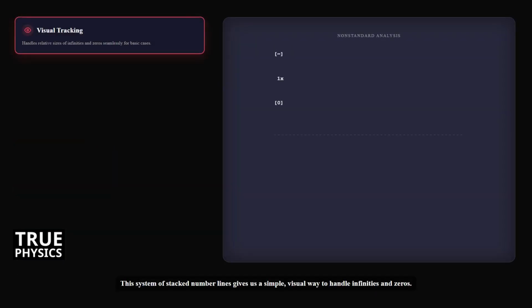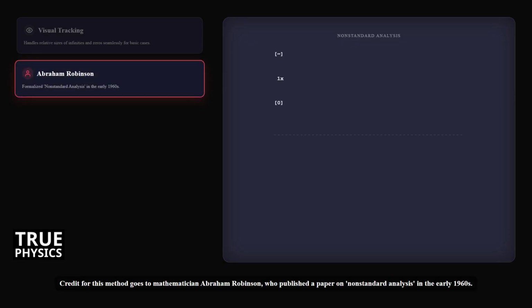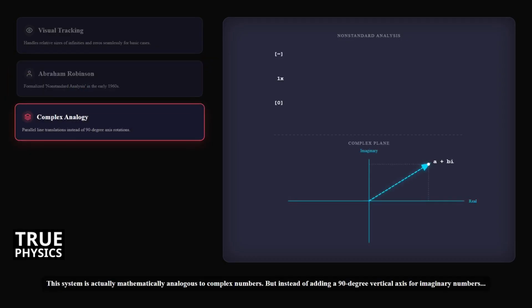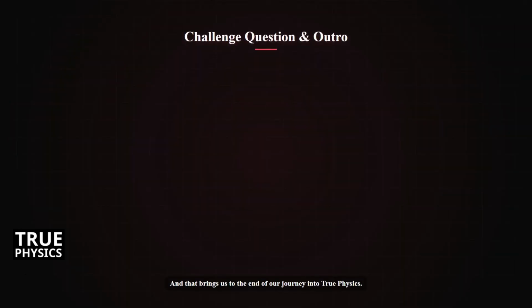This system of stacked number lines gives us a simple visual way to handle infinities and zeros. It works wonderfully for basic cases, allowing us to track the relative sizes of these undefined values. Credit for this method probably goes to mathematician Abraham Robinson, who published a paper on non-standard analysis in the early 1960s. This system is mathematically similar to the way we already deal with complex numbers, but instead of adding a 90-degree vertical axis for imaginary numbers, we use stacked parallel lines to represent different scales of infinity and 0. And that's really all there is to it.